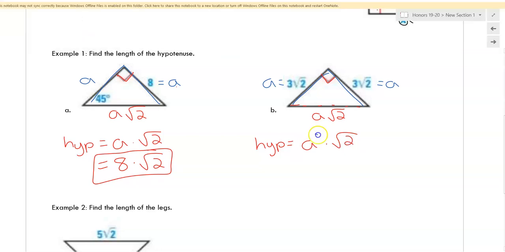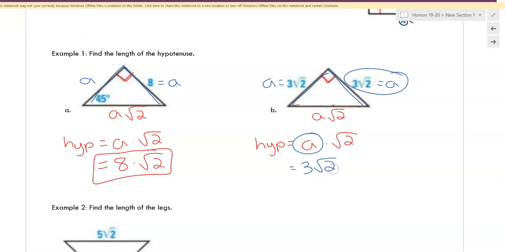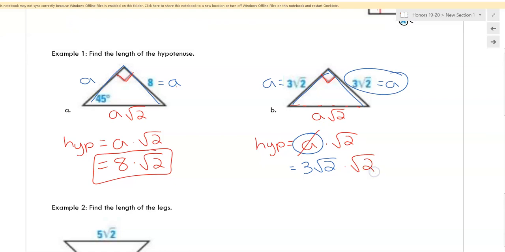Well, this A is 3 root 2. That was this part, and I still have another root 2. So sometimes we have to be careful that we don't just see, oh, it's 3 times root 2. This A is 3 times root 2. We then have to multiply that by another root 2. Okay?